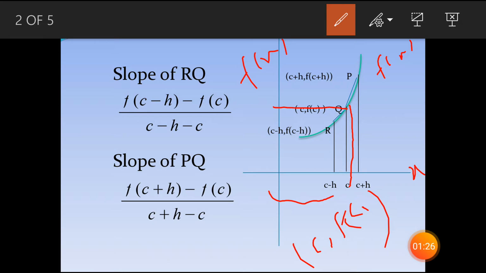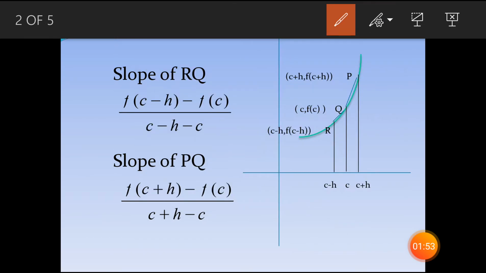Now what about R point? R point we have considered at h distance to the left from c. So this is c minus h. The coordinate of R will be c minus h and f(c minus h). Then P point we have taken at h distance to the right of c. So the coordinate of P point will be c plus h and f(c plus h). So this is what the graph looks like.